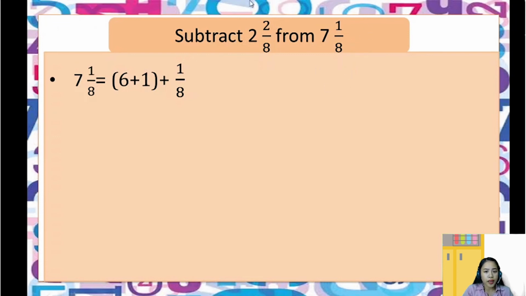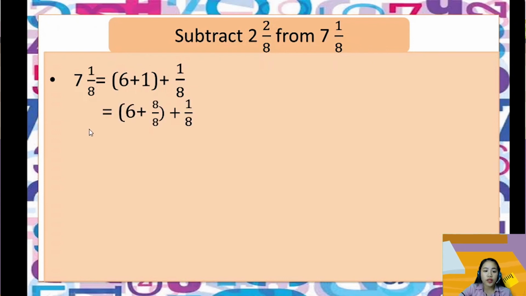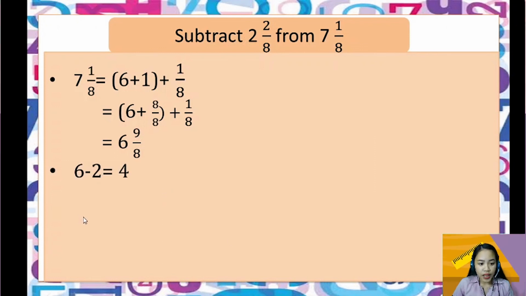So, ang gagawin natin, kumuha tayo ng isa, or in this regard, we have to regroup the mixed number from the whole number. So, dating 7 1/8 magiging 6 plus 1 plus 1/8 kasi yung 1 gagawin nating fraction. 1 lang ang kukunin natin dito. So, magkakaroon tayo ngayon ng 6 plus 8 over 8 kasi ang equivalent din ng 8 over 8 is 1, plus 1/8. And then, we have here 6 and 9 over 8. Ganun lang siya kasimple.